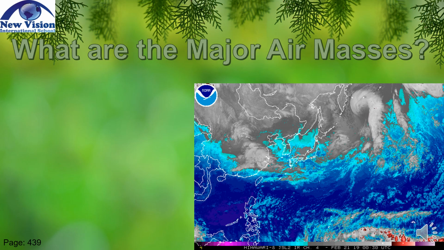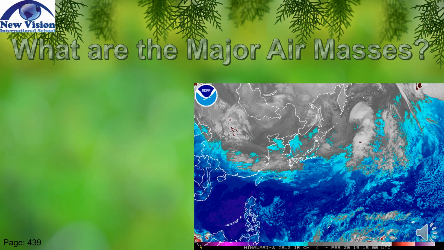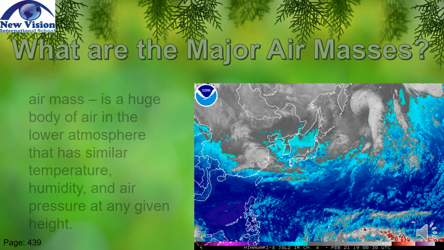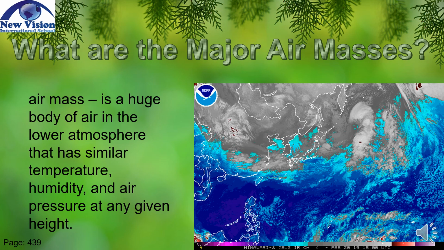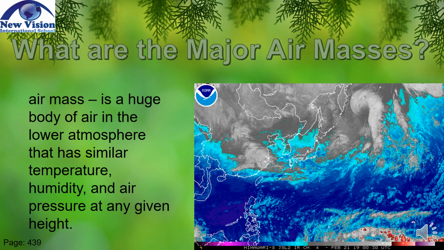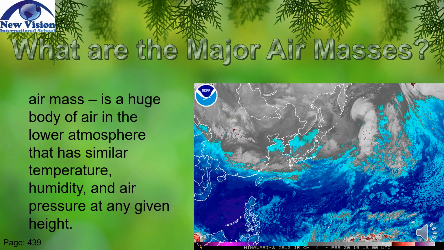What are the major air masses? Before we start with that, we'll first define what is air mass. So when we say air mass, it's a huge body of air in the lower atmosphere that has similar temperature, humidity, and air pressure at any given height.